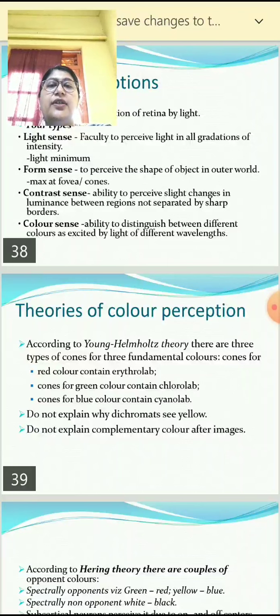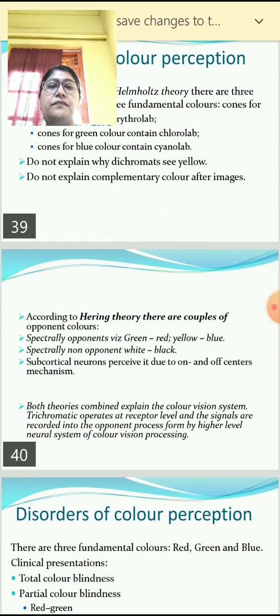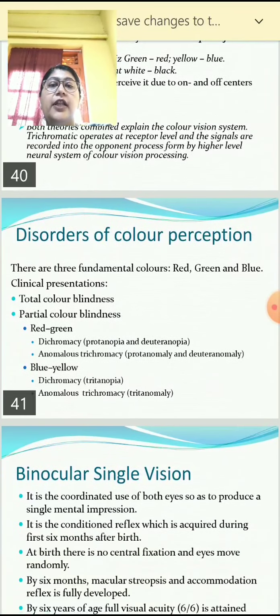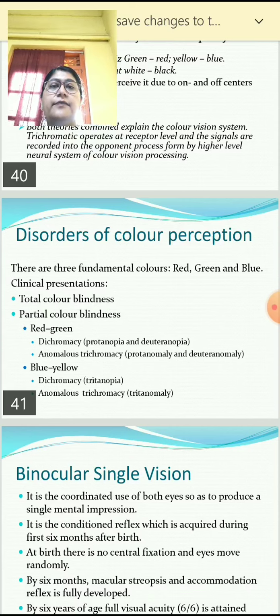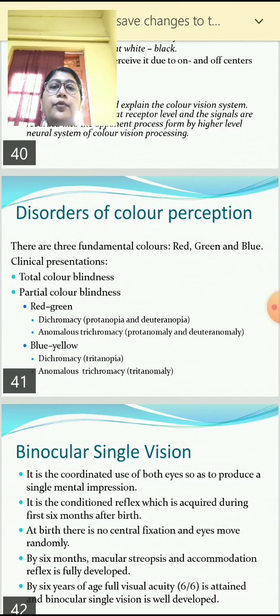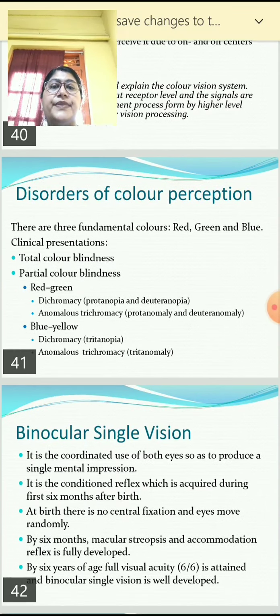Now we have different theories of color perception. You have Young-Helmholtz theory and Hering's theory. Disorders of color perception: there are three fundamental colors, red, green and blue. So there may be total color blindness or partial color blindness. If we have red-green color blindness, the patient has dichromacy, protanopia and deuteranopia. He can't visualize red and green. Anomalous trichromacy means red, green and blue are all problematic. And blue-yellow dichromacy or anomalous trichromacy. So you should know just the names.